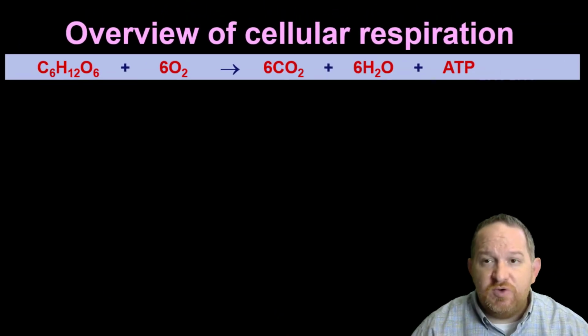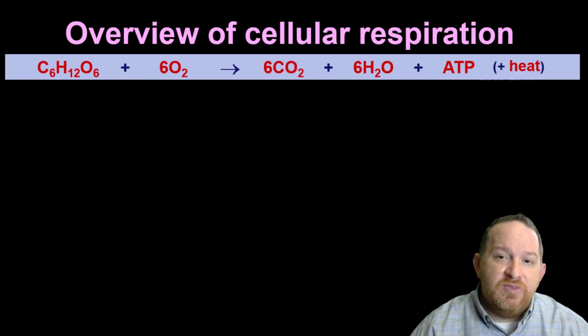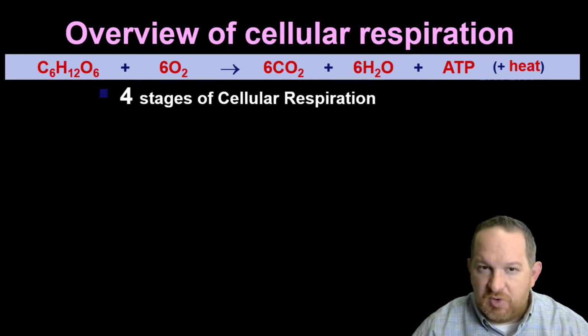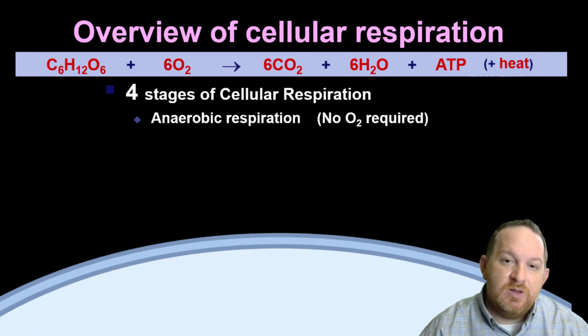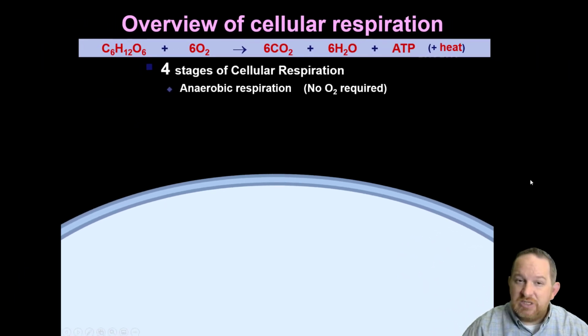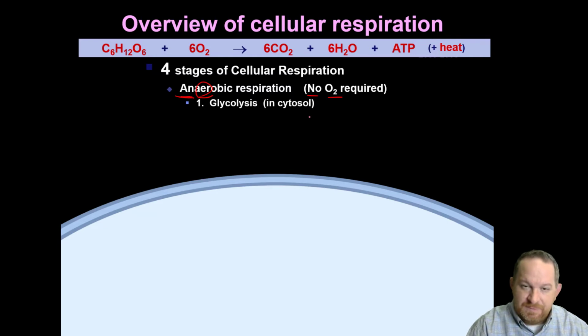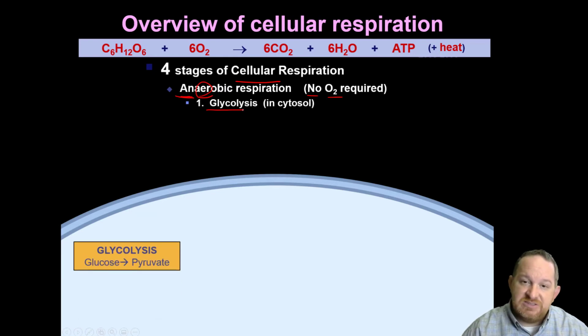So let's do an overview of cellular respiration here. There's the equation again. And there are 4 stages of cellular respiration which I want to talk about. The first stage is anaerobic respiration or glycolysis. When you think aerobic, you think oxygen, like you're doing some aerobics, processing a lot of oxygen. Anaerobic, anytime you put an 'an' in front of it, that means no oxygen. So the first stage of cellular respiration does not require oxygen, and that stage is glycolysis.